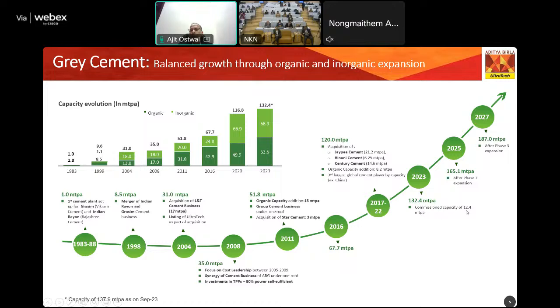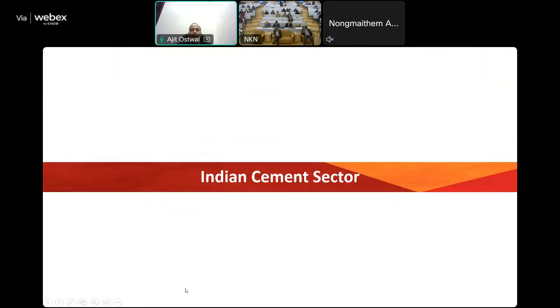Recently, we commissioned 12.4 million ton of greenfield and brownfield capacity. In the current growth phase, we are expanding capacity, and after this expansion, which is already underway, our capacity would be 165 million ton, and by 2027 we would be achieving around 187 million ton per annum. So this is our growth journey in terms of cement capacity. As on date, our cement capacity is 137.9 million ton per annum.